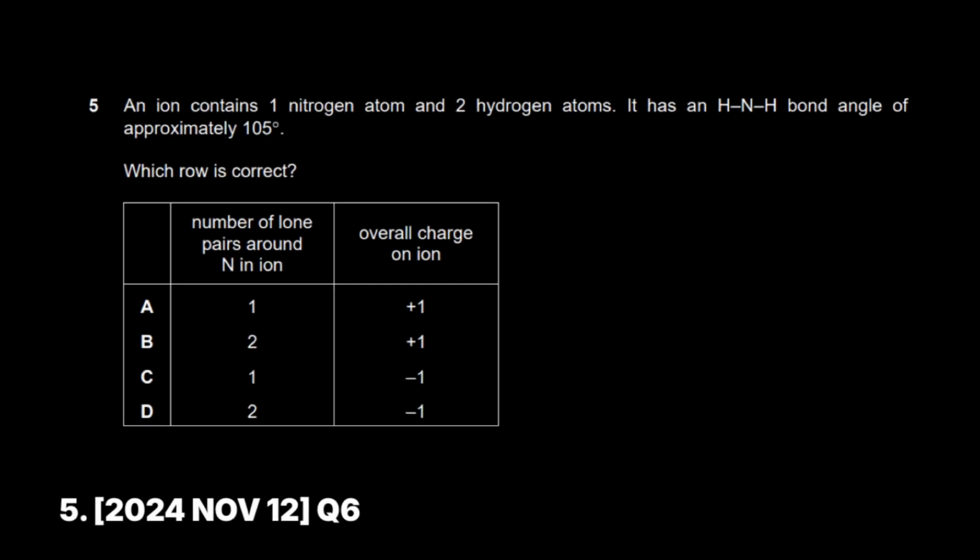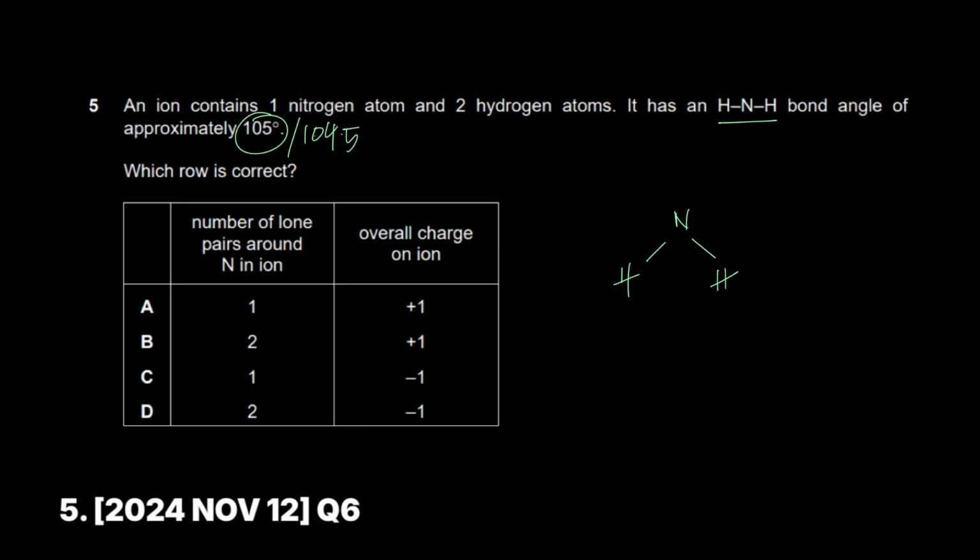Next. This is how easy these MCQs are. I swear to God, I'm not joking. An ion contains one nitrogen, two hydrogen atoms. It has this type of bond and the bond angle is 105 degrees, or 104.5. What does that tell me? Nitrogen is bonded to two hydrogens right here. Right? That's what he's telling me. And the bond angle is 105 degrees, or you could also tell yourself 104.5, largely the same thing.